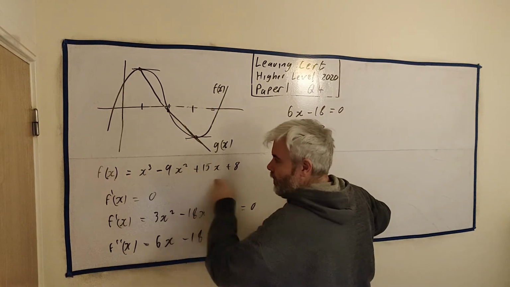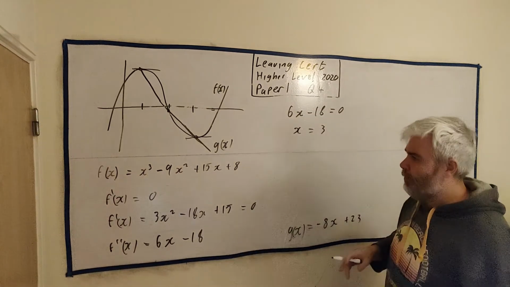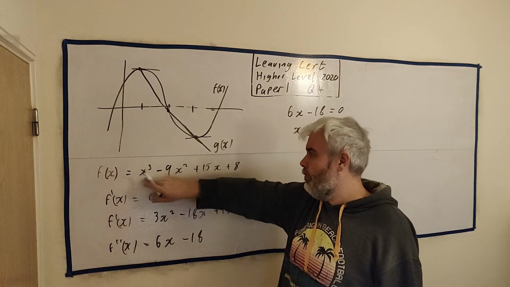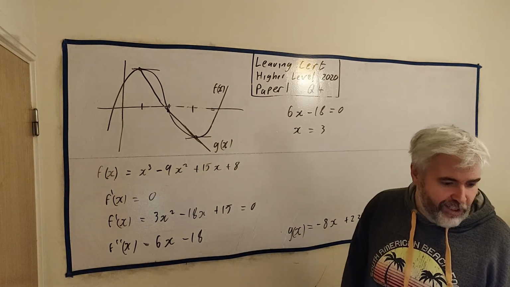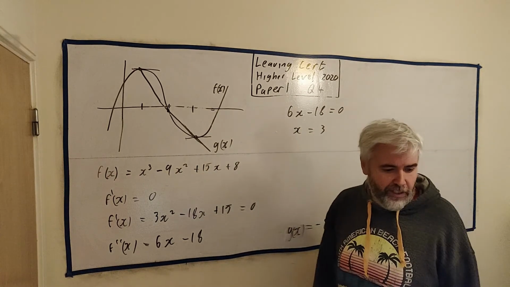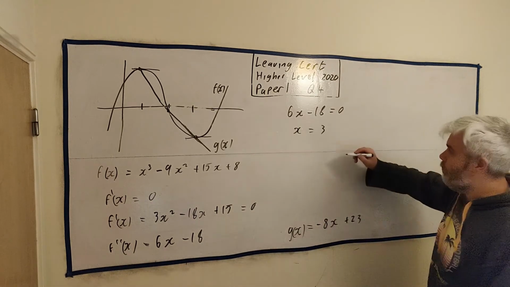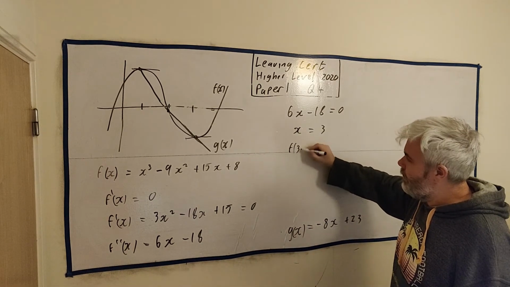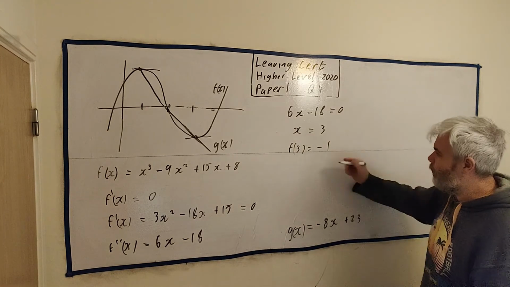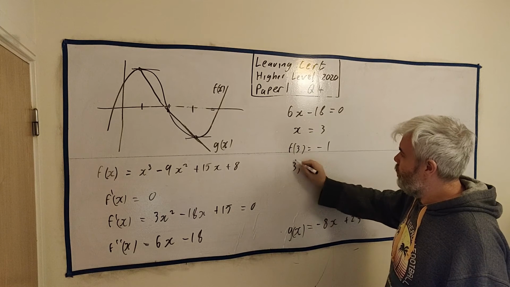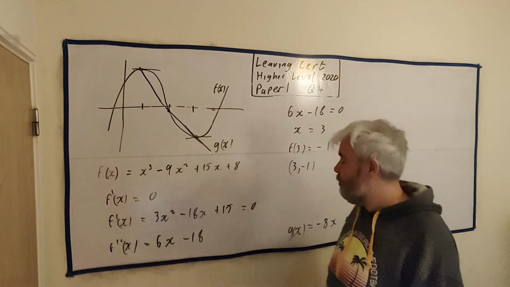So I need the first equation here. I need to put 3 into this. 3 cubed minus 9 times 3 squared. Put all that into a calculator, and I'm just going to look at my notes here very subtly and hopefully find it. You will find that f of 3 is equal to minus 1. So this is the point here. (3, minus 1). That's the point of inflection.